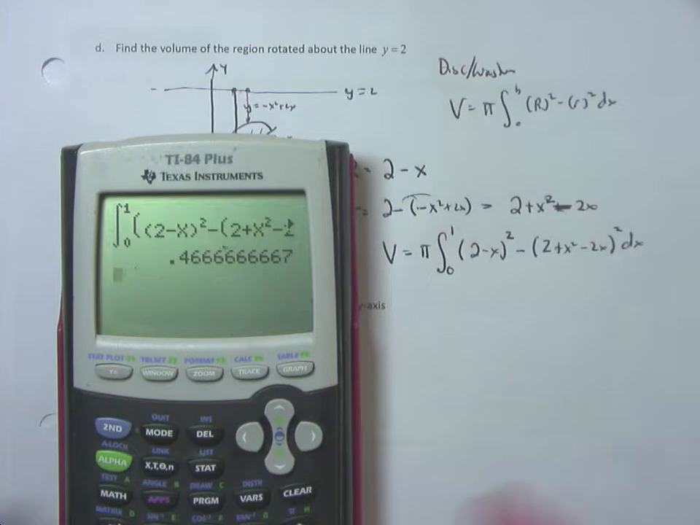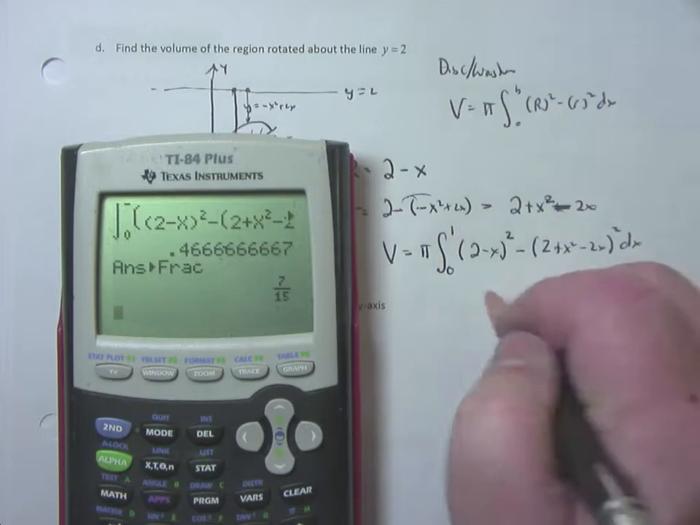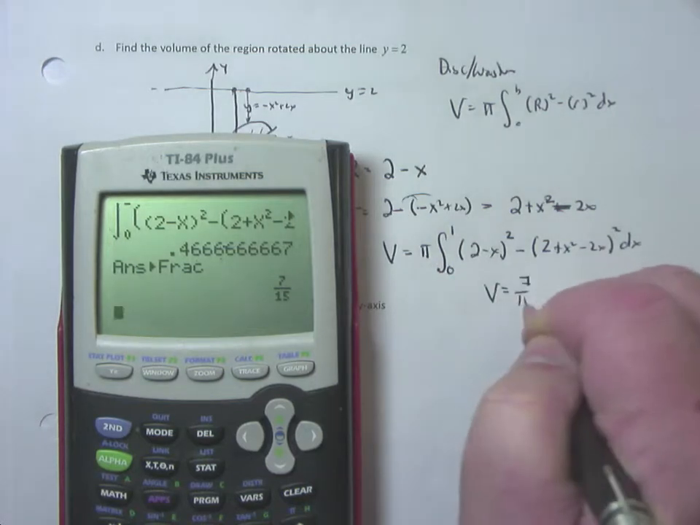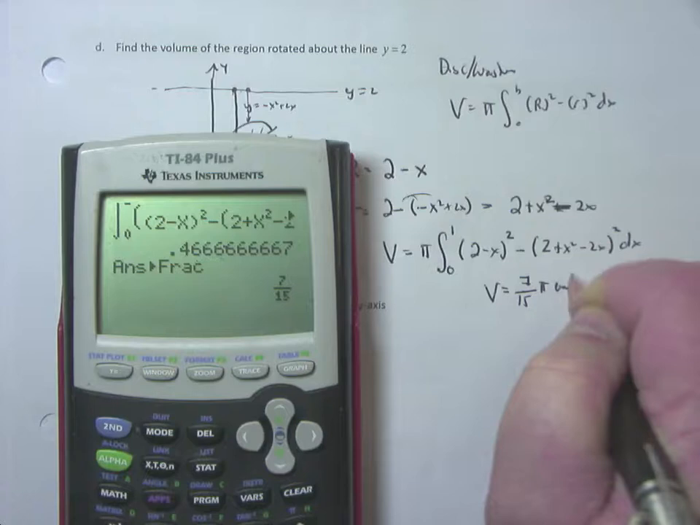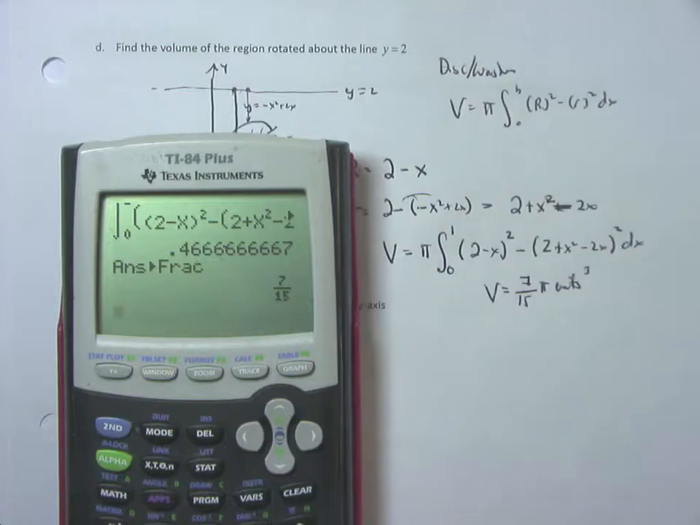So putting a pi back on my answer, I end up getting this volume is equal to 7/15 pi units cubed. Does that make sense?